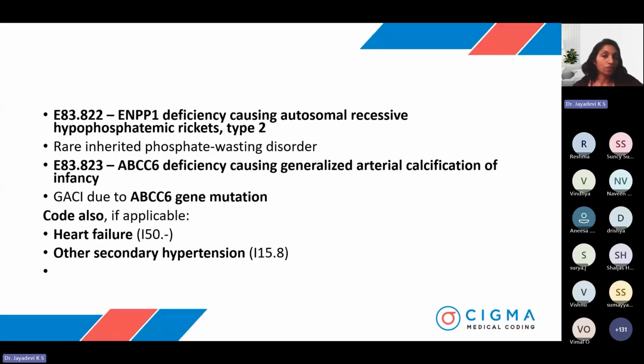Yeah, and yet another deficiency that causes this autosomal recessive condition, E83.822, ENPP1 deficiency causing autosomal recessive hypophosphatemic rickets, type 2. It's also a rare inherited condition, a phosphate wasting disorder.